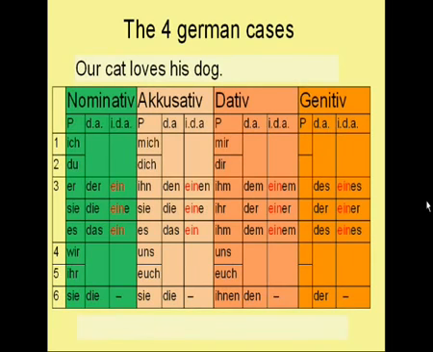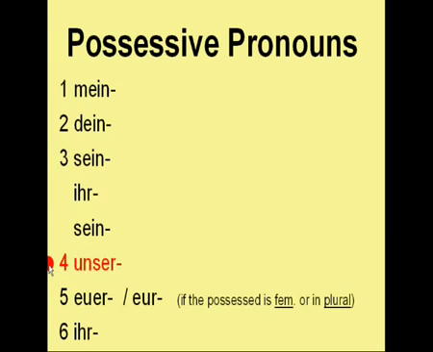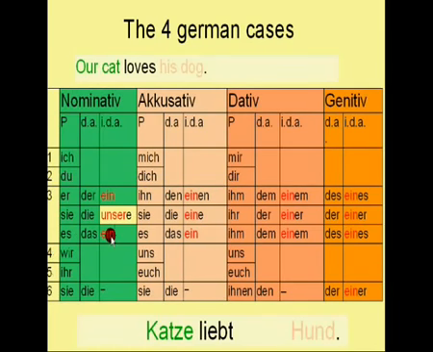What about the sentence Our cat loves his dog? Our cat is the subject of the sentence, so we know that it is in the nominative case. And after the verb love in German follows the direct object, so his dog is in German in the accusative case. Now we know that cat is in the 3rd person singular and is feminine, so we need to replace this word stem here with this possessive pronoun word stem, because the possessor is in the 1st person plural. So this is how it looks when we replace ein with unser.